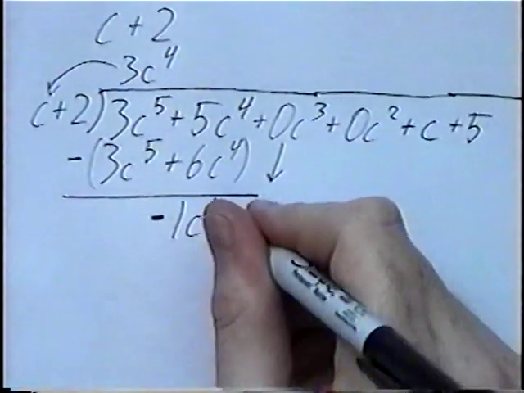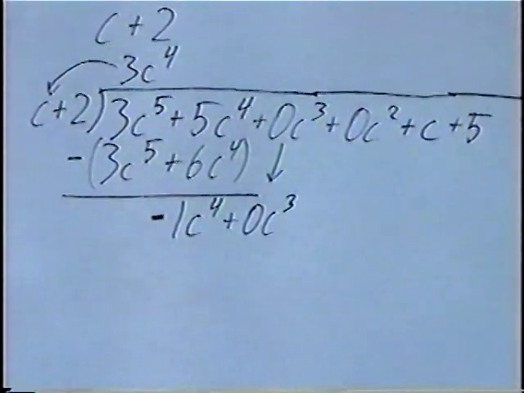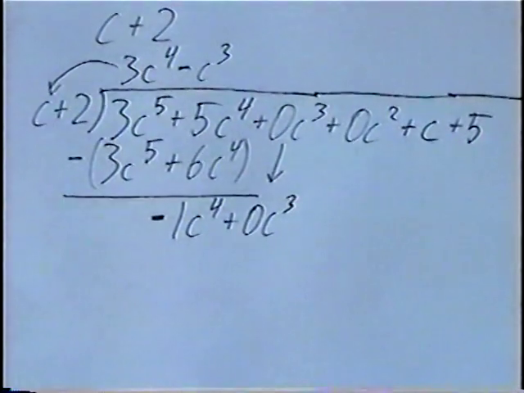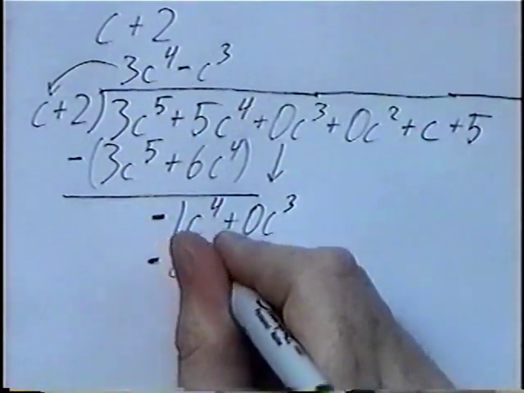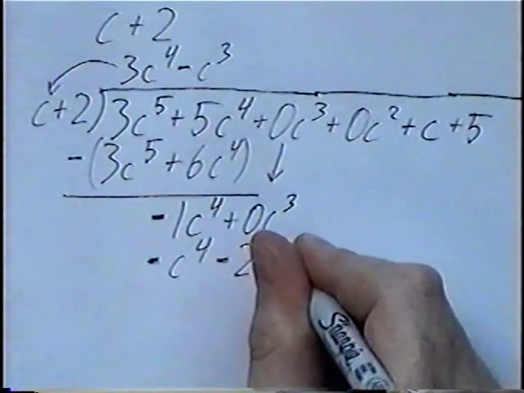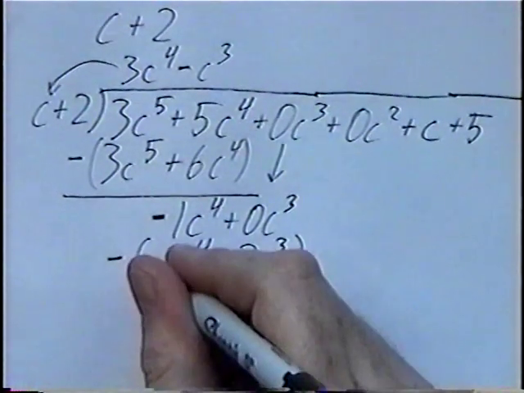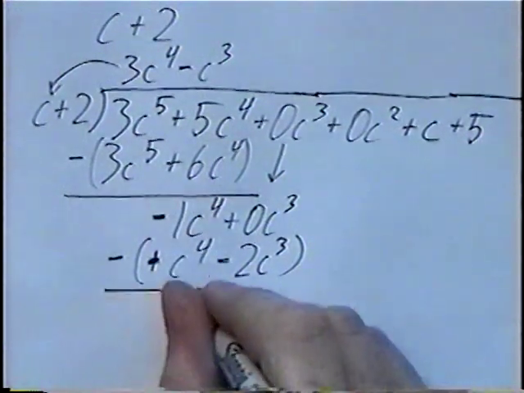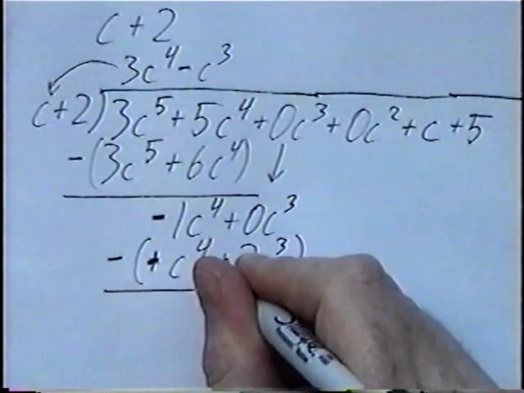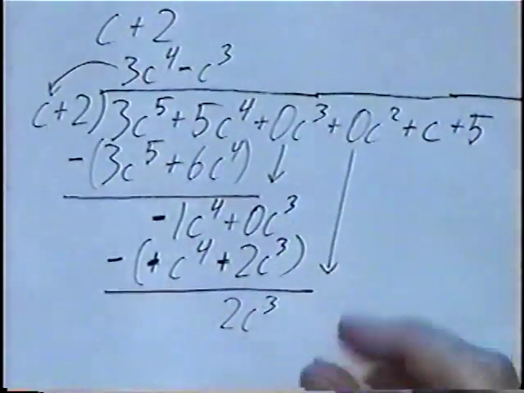Dropping down the next term, which would be 0c cubed. C into negative 1c to the fourth would be negative c to the third. Negative c to the third times c would be negative c to the fourth. And negative c cubed times 2 would be negative 2c cubed. Negative 1c to the fourth minus a negative c to the fourth. Minus a negative will actually be adding, so the first terms will cancel. And 0c cubed minus a negative 2c cubed, minus a negative will actually be adding, so we'll have 2c cubed. Bringing down the next term, 0c squared.